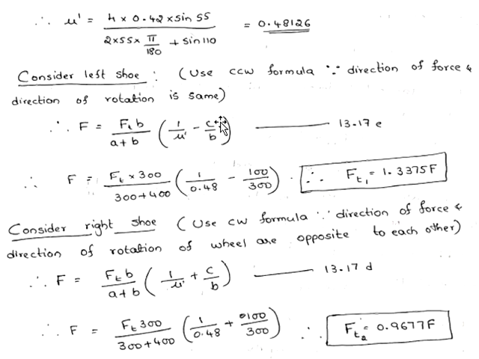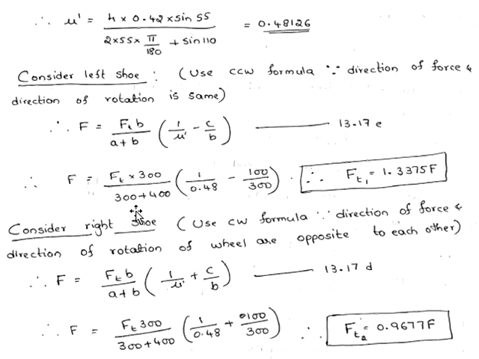In this equation, equation number 13.17e, Ft is unknown. We know A and B, also mu dash, C are known. Substitute all the values. You will get Ft in terms of F. Both F and Ft are unknown here. So you will get Ft1 as 1.3375 F.